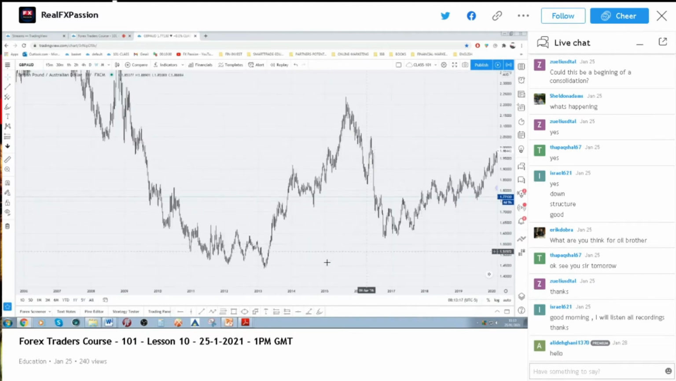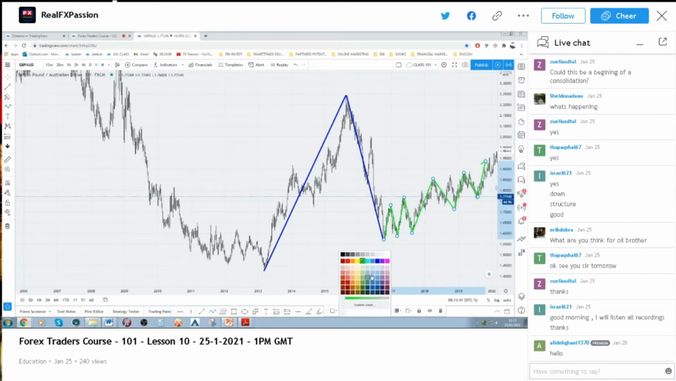Now this is structure. Extension up in here. This is retracement, right? And then the new extension started. Agreed? The market's making higher highs, higher lows, higher highs, higher lows, higher highs, higher lows. Agreed, everybody? Do we agree on this?